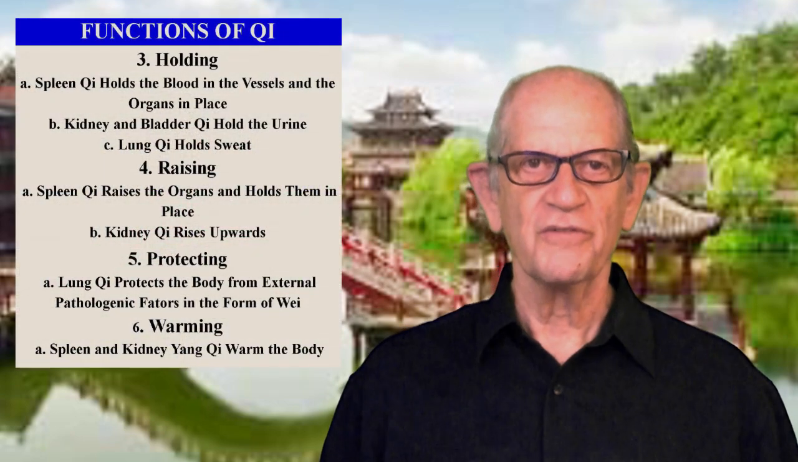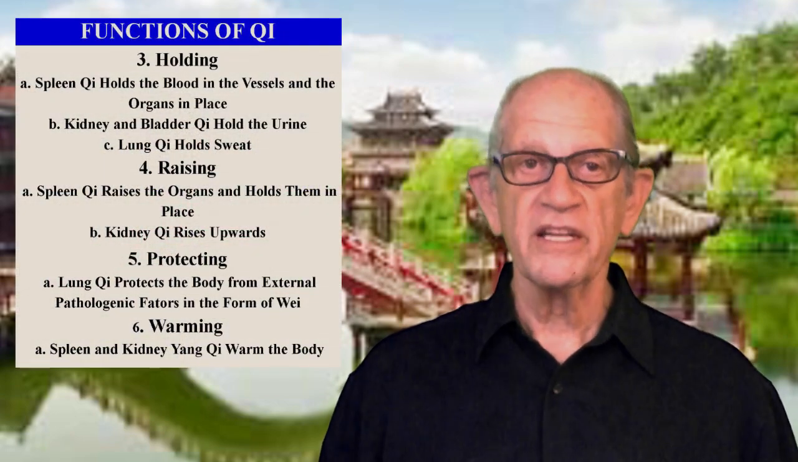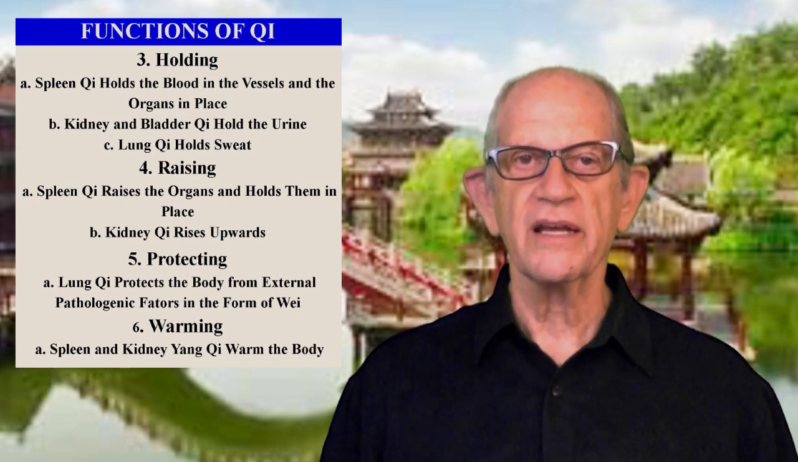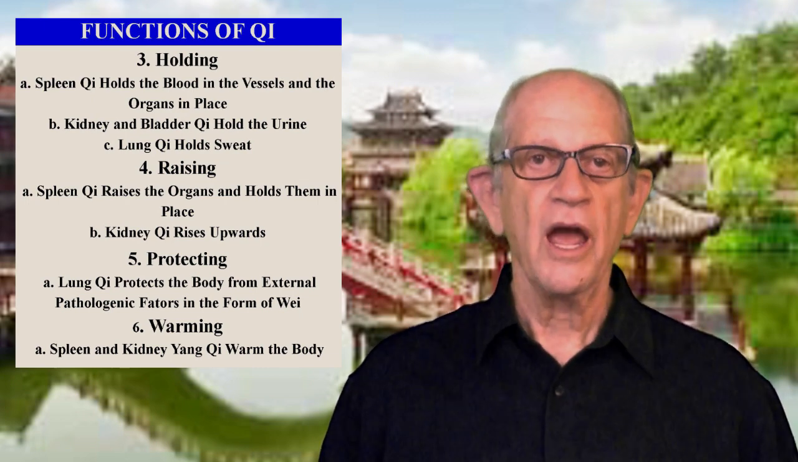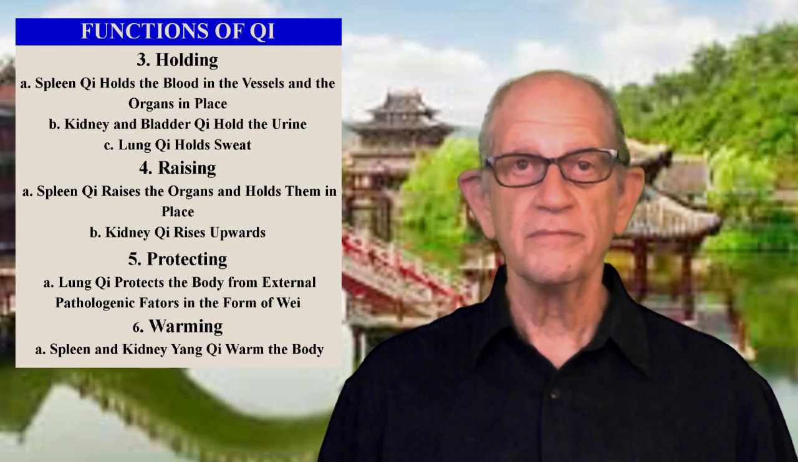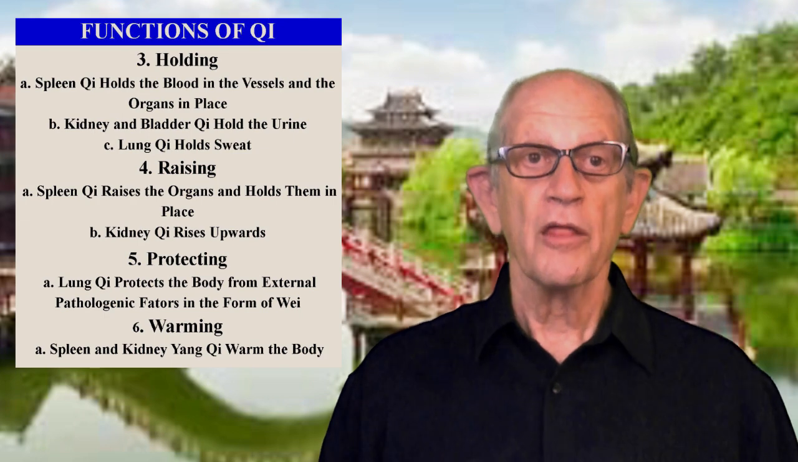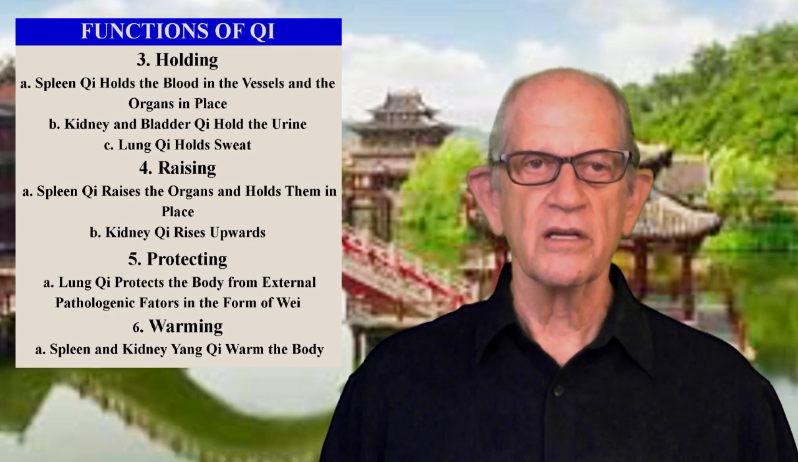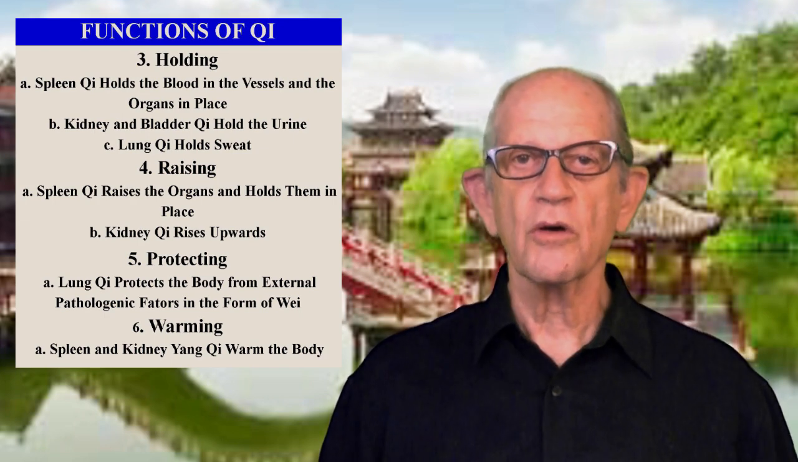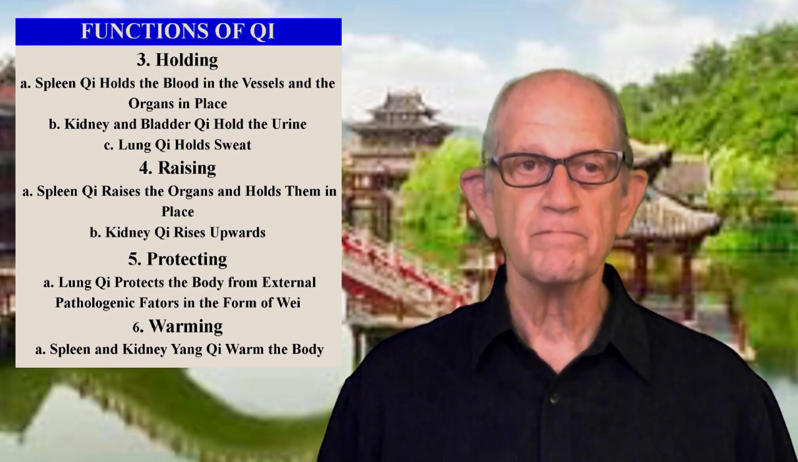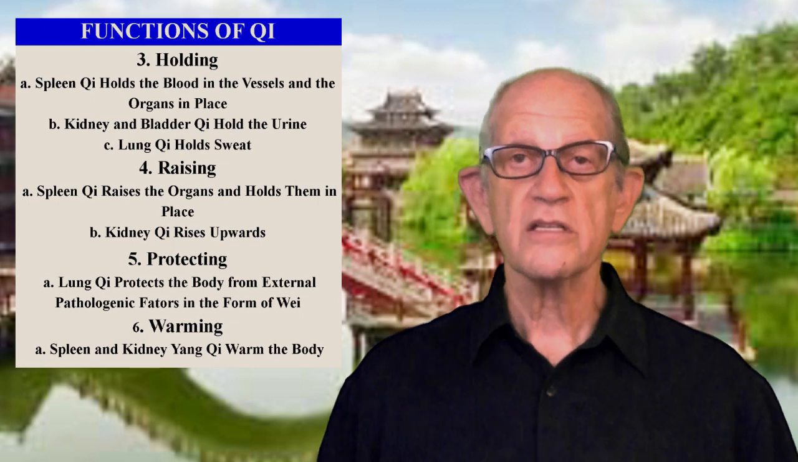The third function of qi is holding. Spleen qi holds blood in the vessels and holds the organs in place. Kidney qi and bladder qi hold the urine. Lung qi holds sweat. The fourth function of qi is raising. Spleen qi raises the organs and, as was previously mentioned, holds them in place. Kidney qi rises upwards.